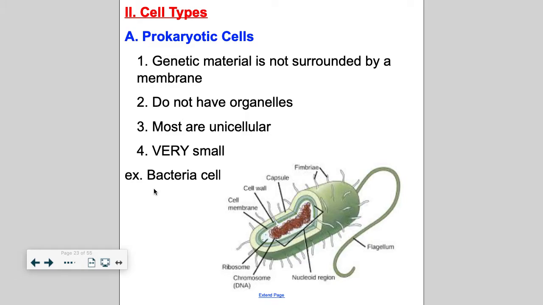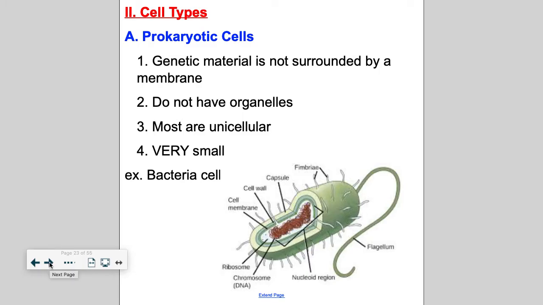An example of a prokaryotic cell is a bacteria cell, which I've depicted up here. You can see the cell wall, the cell membrane, there's the cytoplasm, there's our DNA, there's no membrane that covers it, no other organelle really. Here's that flagellum, and then these cilia-like structures.